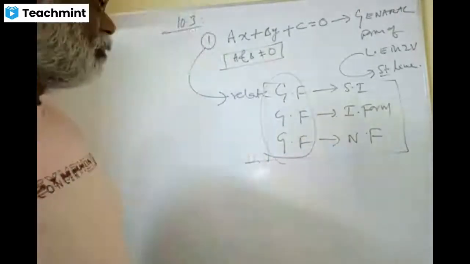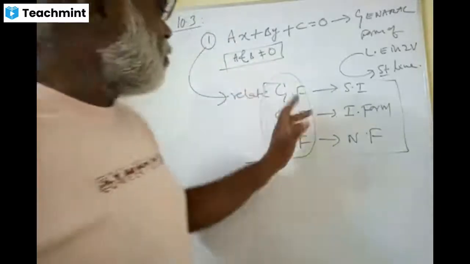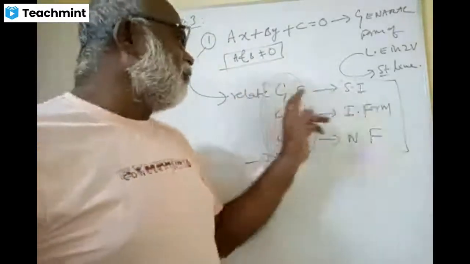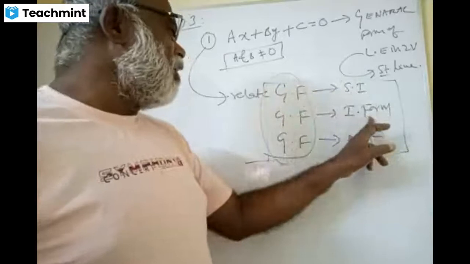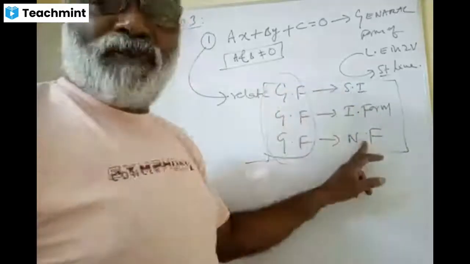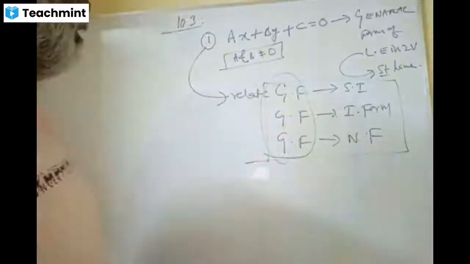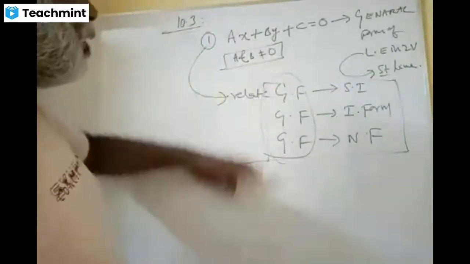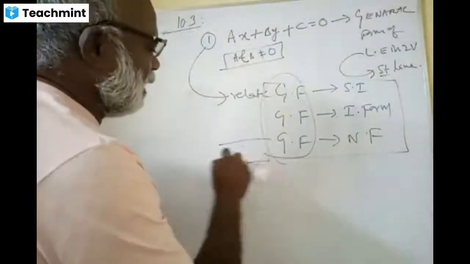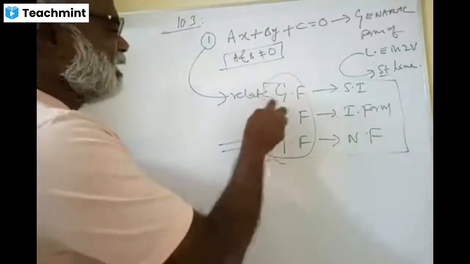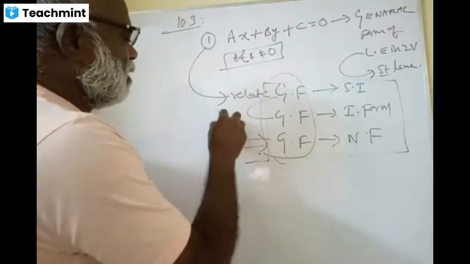Anyway, this is what we are going to do. My general form: slope intercept to general form, intercept form to general form, and normal form to general form. The meaning is what? I'll tell you that. So this is the first thing we are going to do. This involves a little bit more work. These are all very simple.